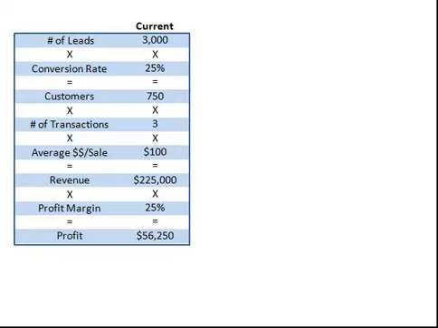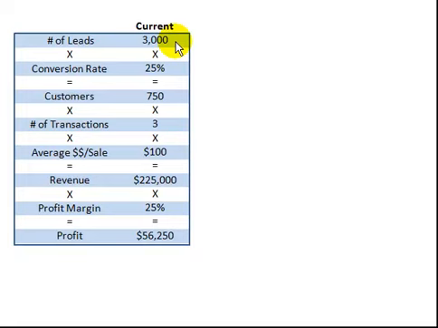One of the most effective tools a consultant can have when working with their prospects and customers is a way of demonstrating exactly what can happen in their business by making a few minor tweaks or changes in what they're currently doing. Let's take this business, for example, that has 3,000 leads per year coming in.